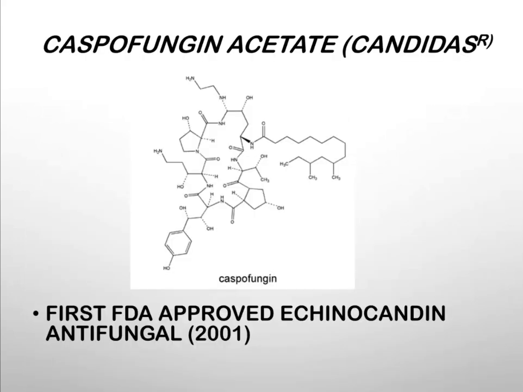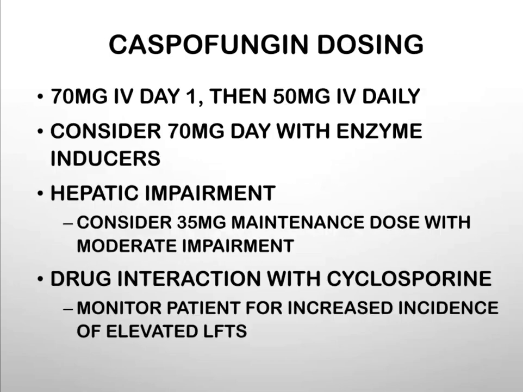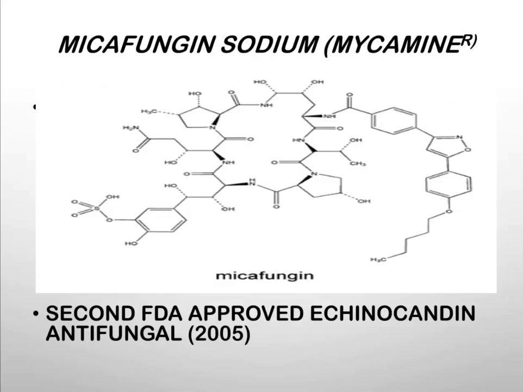Caspofungin, or Cancidas, was our first one, approved in 2001 for esophageal candidiasis, candidemia, disseminated candidiasis, salvage therapy for invasive aspergillosis in patients who are refractory or intolerant, and for persistent neutropenic fever. Usually dosed at 70 milligrams on day one, then 50 milligrams a day after, unless it's given in combination with enzyme inducers, then 70 milligrams a day, potentially dose reduced in patients with hepatic impairment. Drug interaction noted with cyclosporine, mostly increased LFTs.